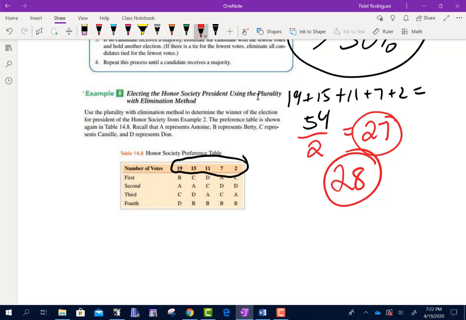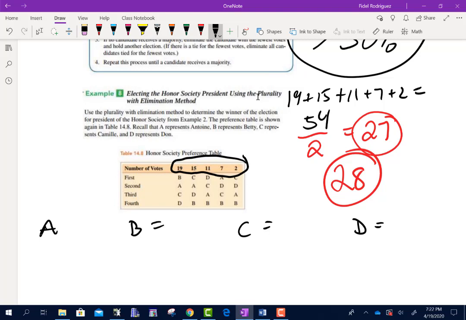Majority means you got more than half, okay? So we're going to go through this process. If you remember when we did the plurality method, we said we're going to count like this. Betty, I'll tell you what, I'll put them in alphabetical order. We have Antoine, Betty, Camille, and Don.